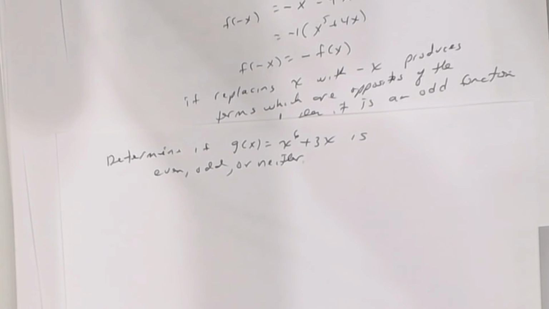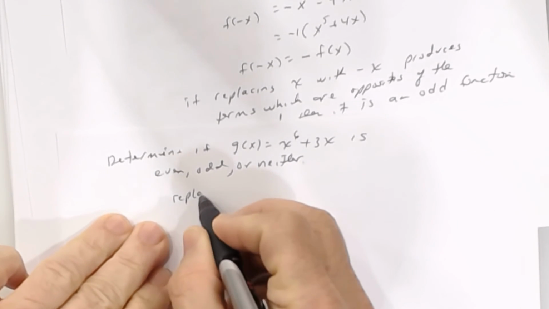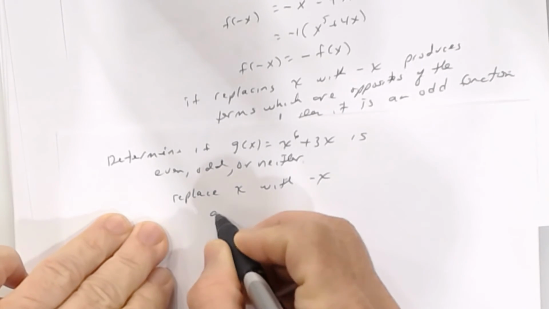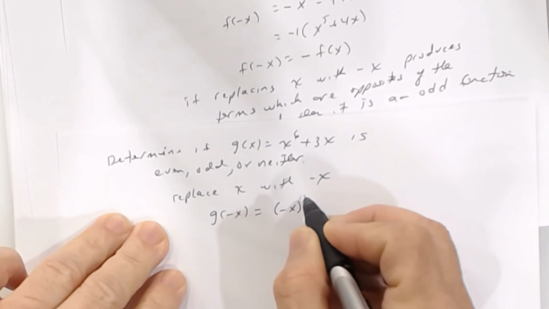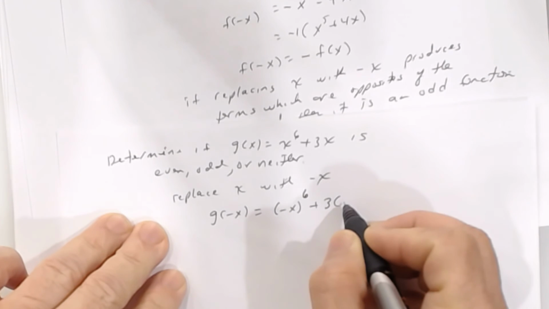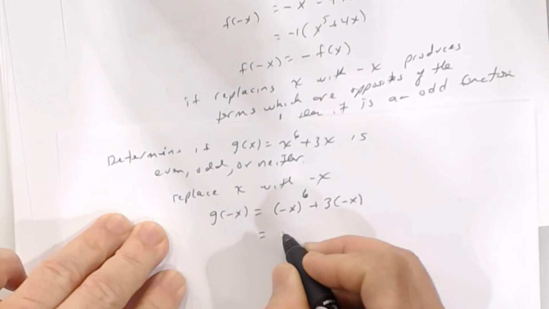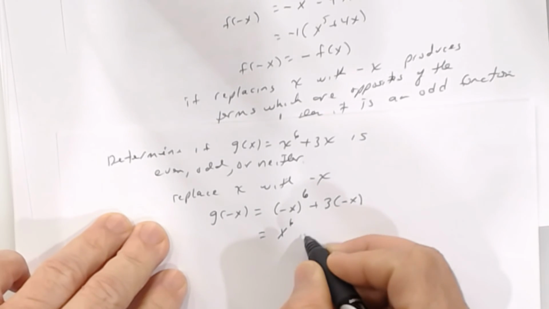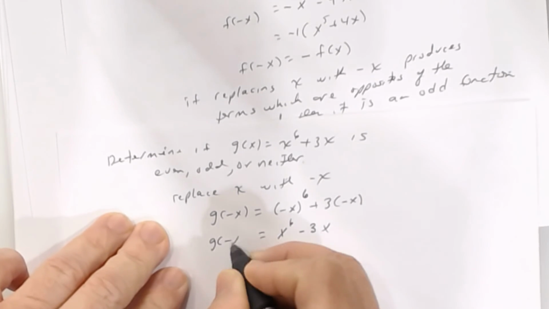All right, well, let's do that algebraically. So we're going to replace x with negative x. So I got to find g of negative x now. So g of negative x equals negative x to what power? 6 plus 3 times negative x. What is negative x to the 6? X to the 6. What's 3 times negative x? All right, so that was g of negative x. That's what I just found.